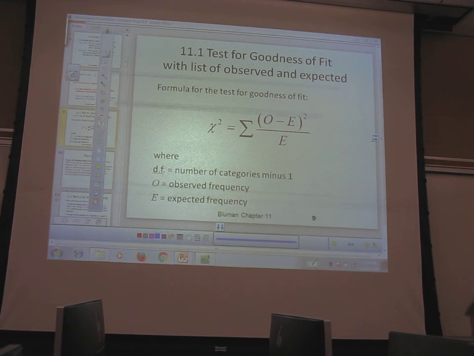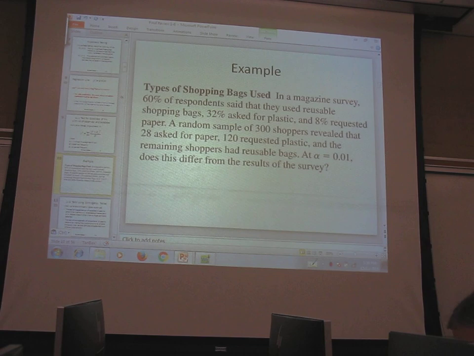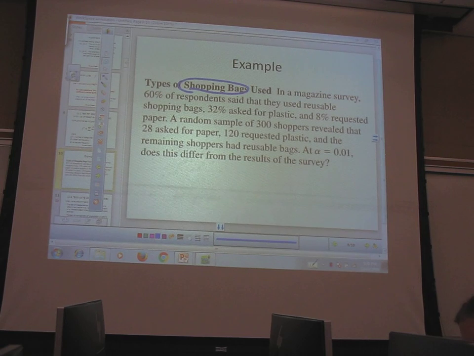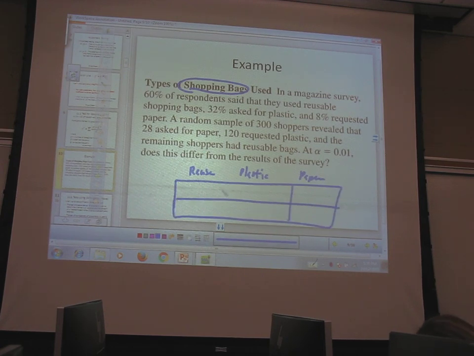So this one here's an example we did last class, right? We had shopping bags used, that's our variable. What were the possible categories for shopping bag? Reusable. What else, guys? Plastic. What's the last one? Paper. Good. And then we had things that we observed. How many people did we observe? Well, it doesn't say. It says 28 for paper. It says plastic is 120, and then the rest of the 300. So 152 were reusable.